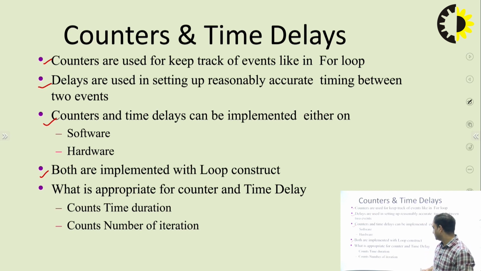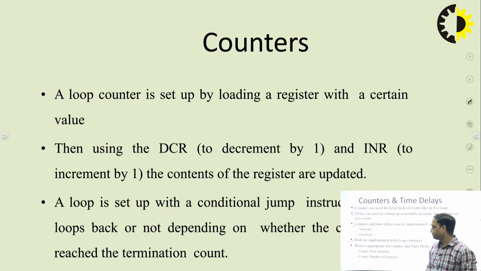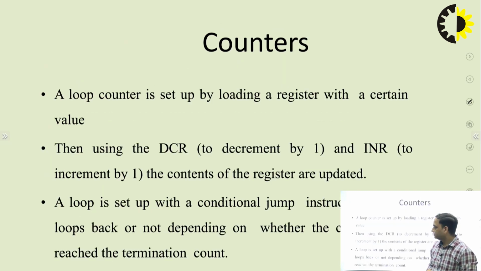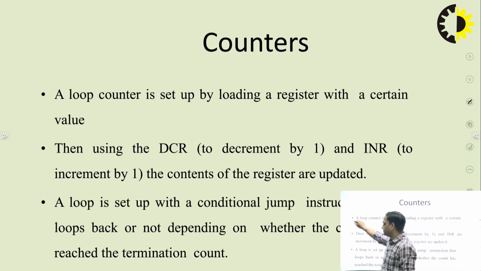In any program, first we count the time duration and then count the number of iterations, where the loop construct comes into the picture. So what is a counter? A loop counter is set up by loading a register with some value. Because we are talking about the assembly language program in 8085, the loop construct occurs when we use the register pair for counting purposes.